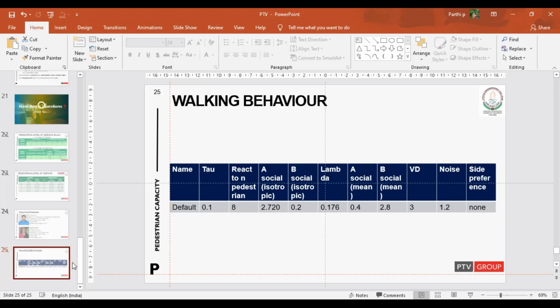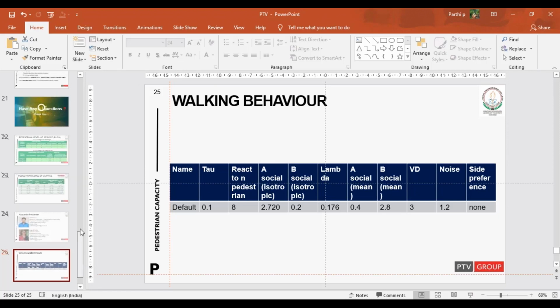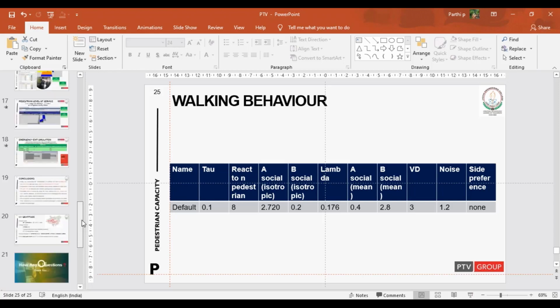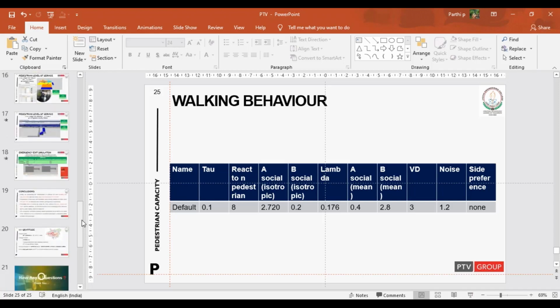Awesome. Thank you. Another question we have: how many random seeds did you use? The random seeds I used for that are 40, 41, 42.